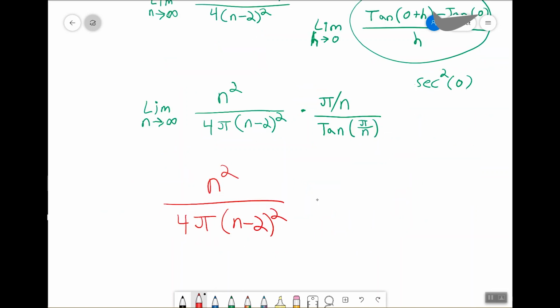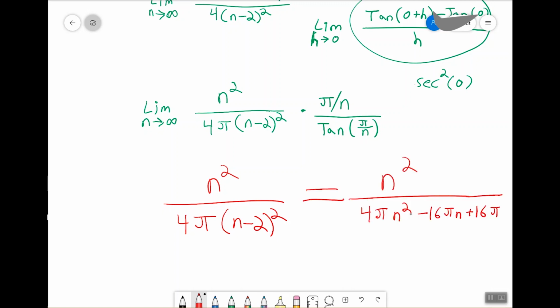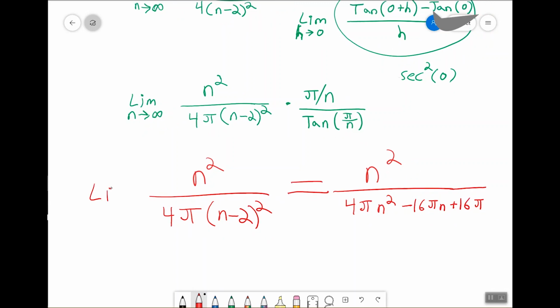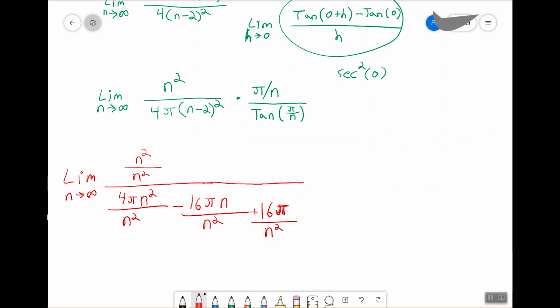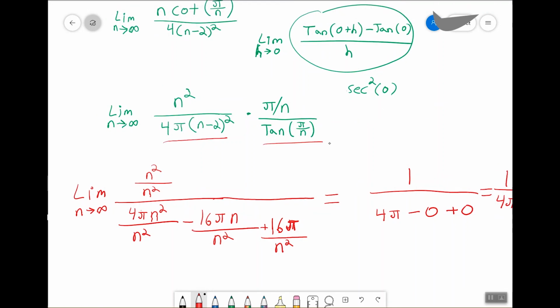We can expand the parentheses of n minus 2 squared to this. Now that we've expanded our denominator, let's look at what's really going on here. We're looking to find the limit as n goes to infinity of this fraction. One thing we could do is divide all terms in this fraction by n squared. This is what we get. We can use limit rules to simplify this to 1 over 4 pi minus 0 plus 0 by applying the quotient, sum, and difference rules of limits. Therefore, both of our terms have finite limits, which means that we can now use the product rule of limits.